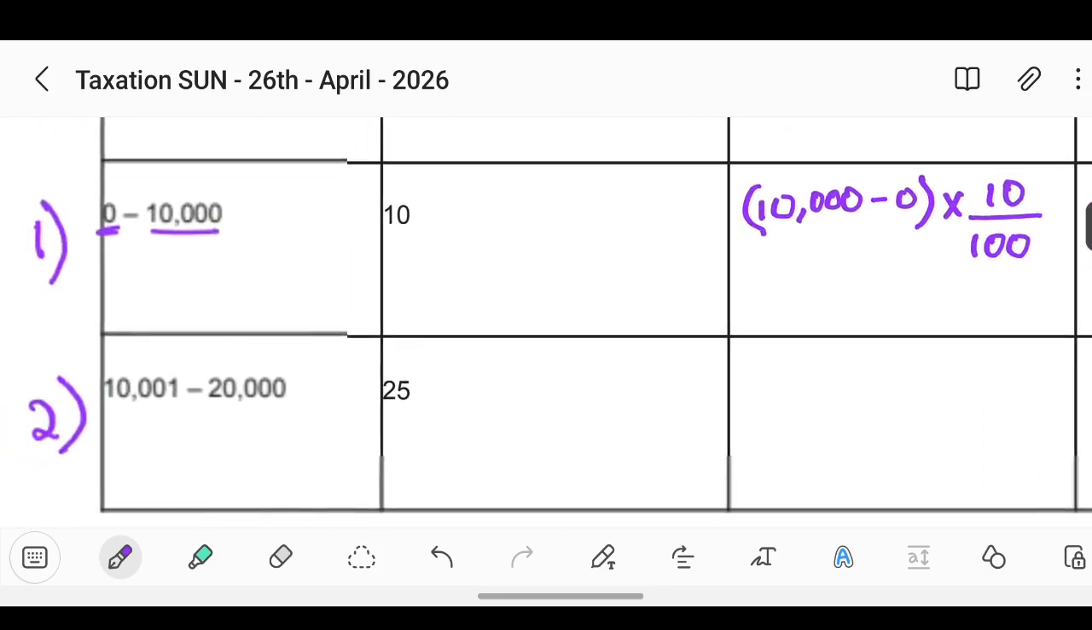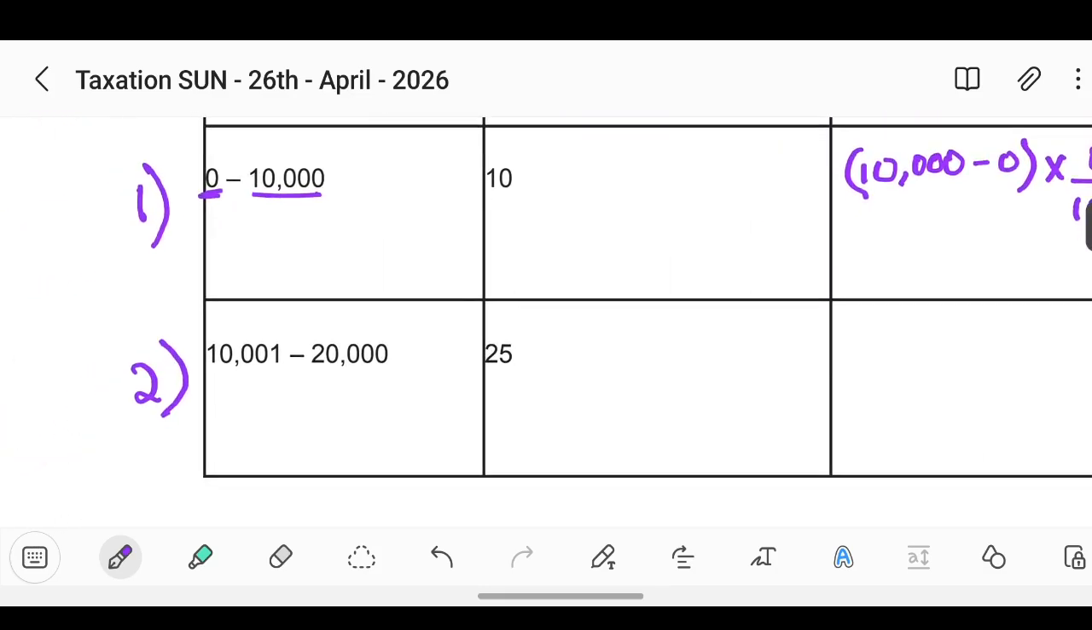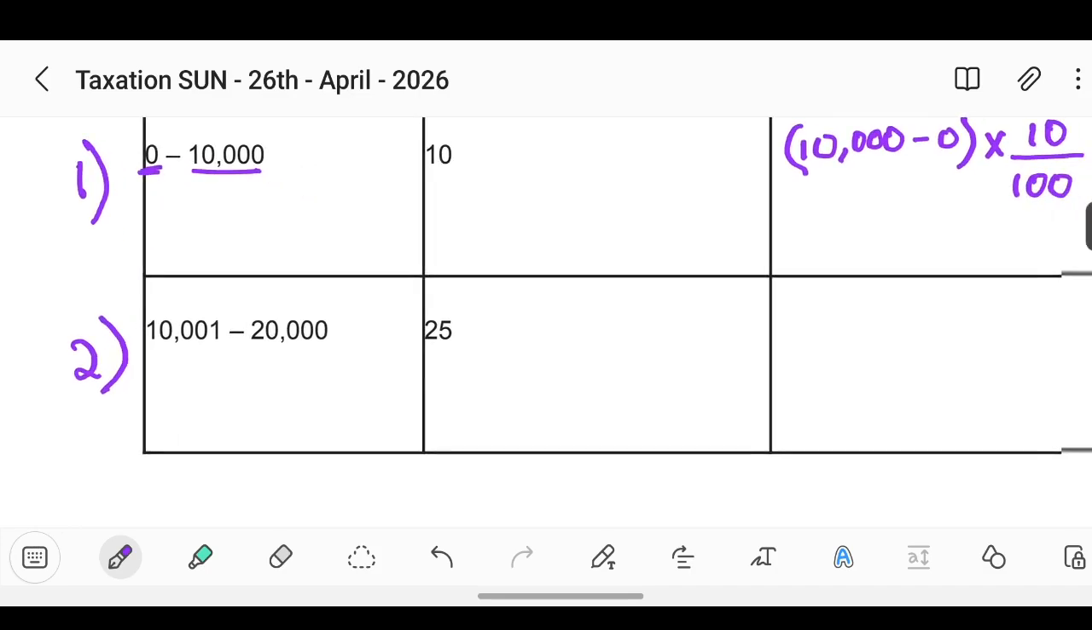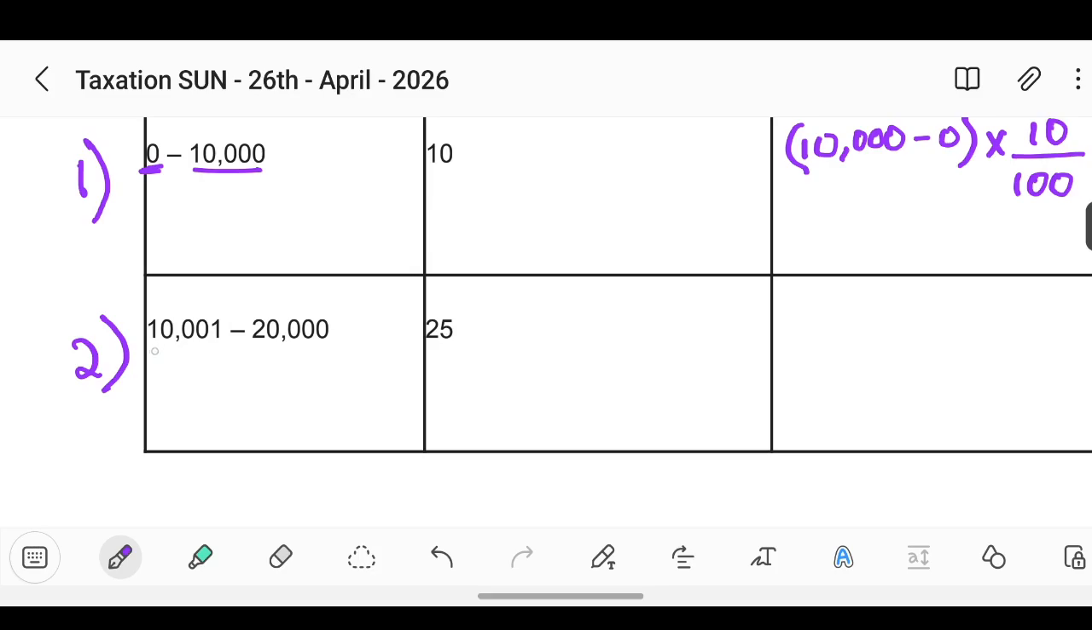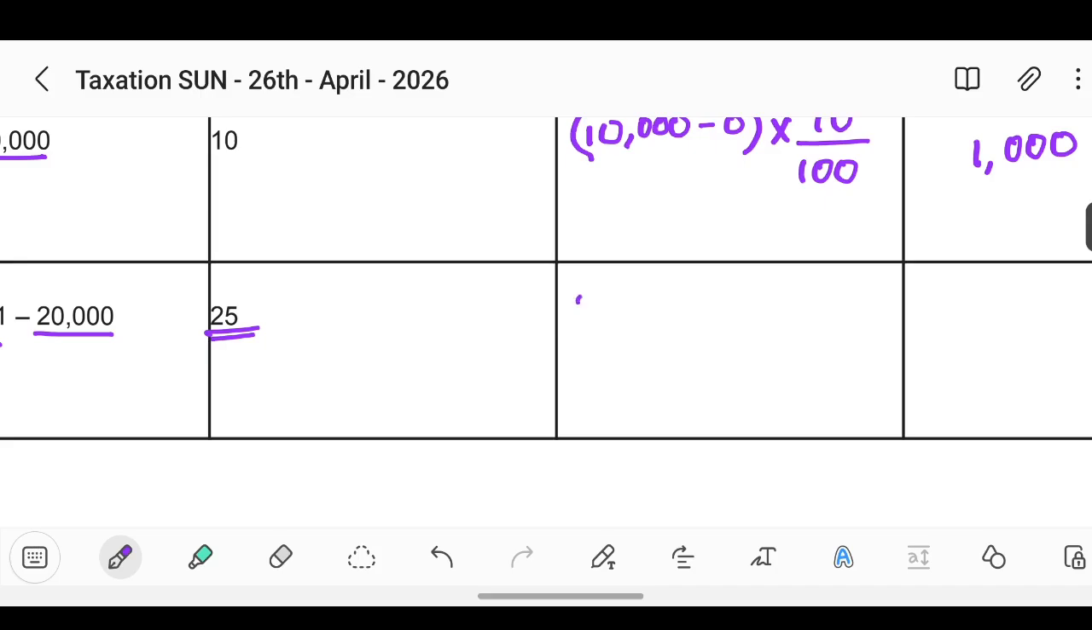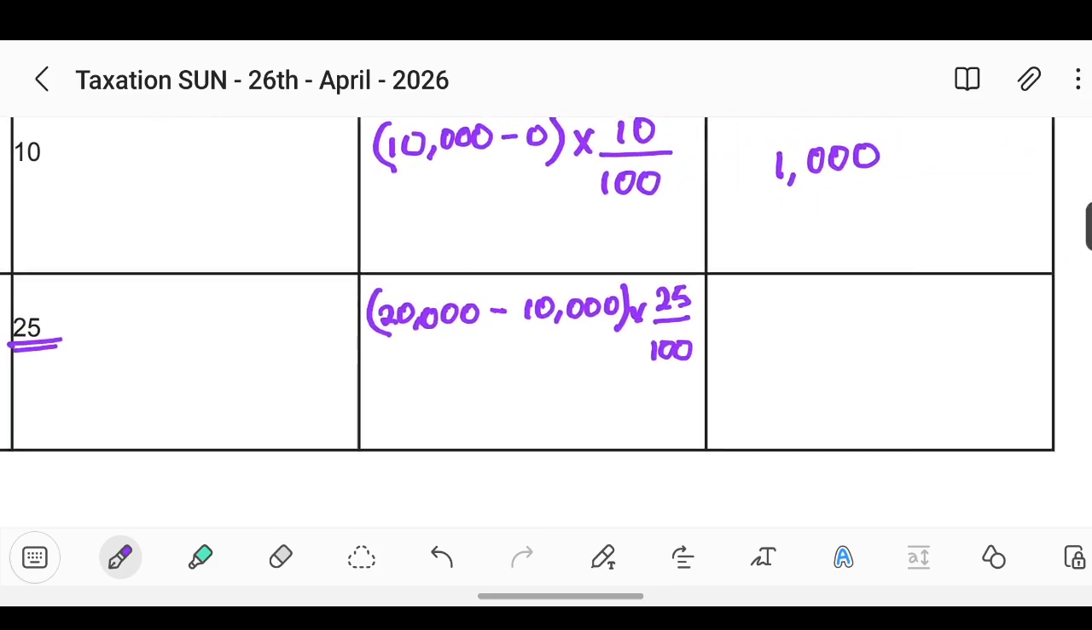Then go to the next row. And in this row, we have 10,000 to 20,000. So 25% is going to be taxed. So 20,000 minus 10,000, close, times the 25 out of 100. And what do you get? You will get 2,500 there.